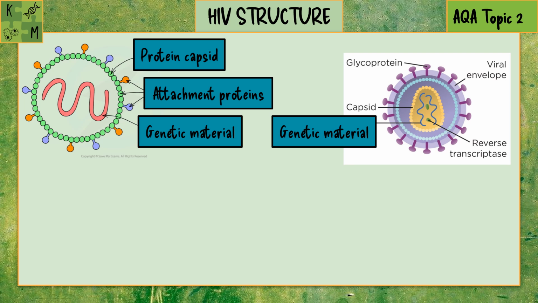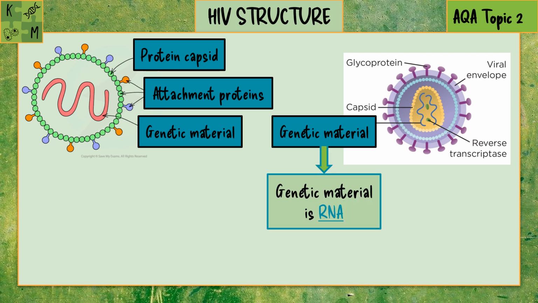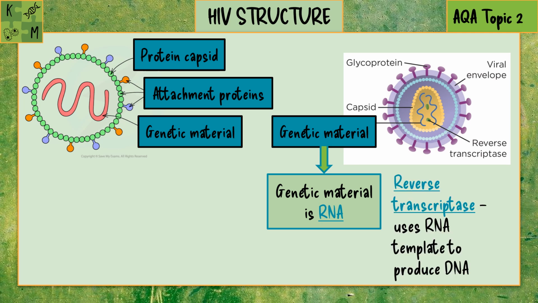You need to remember that HIV is an RNA virus, and for that reason it also contains an enzyme called reverse transcriptase. Reverse transcriptase produces a DNA copy of the viral RNA genome, allowing it to be integrated into the host cell DNA. The genetic material of viruses is protected by a protein capsid, and we find this in HIV too.